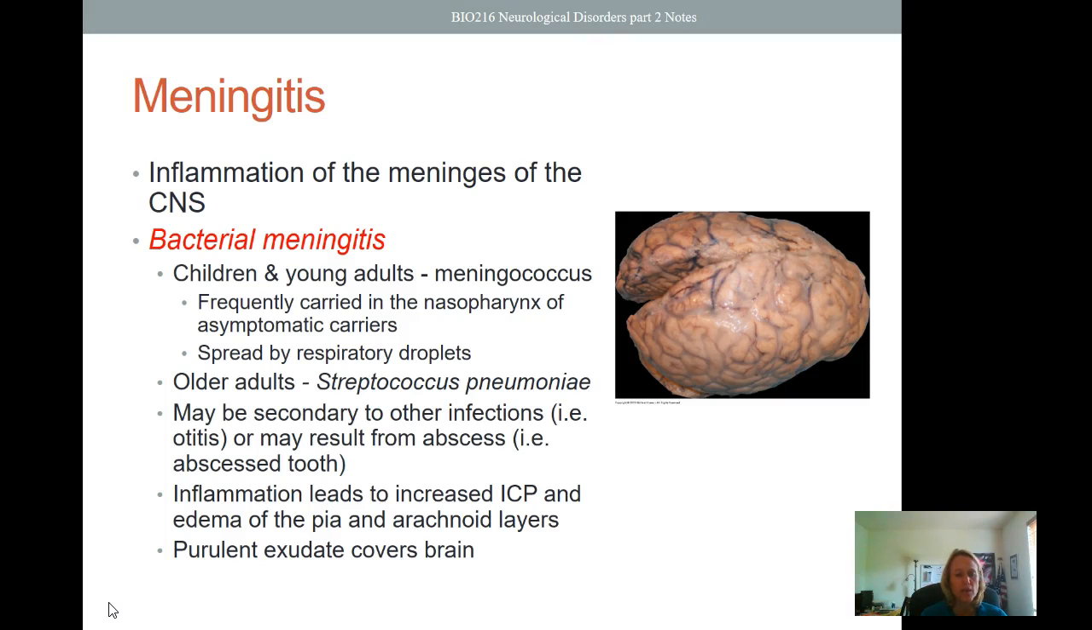This bacterial meningitis may be secondary to other infections such as otitis media, an ear infection, or may be the result of an abscess, for instance, an abscessed tooth. It can cause inflammation that leads to an increase in intracranial pressure and edema of the pia and arachnoid layers. And you can get this pus-like exudate that covers the brain, shown as this whitish stuff there.